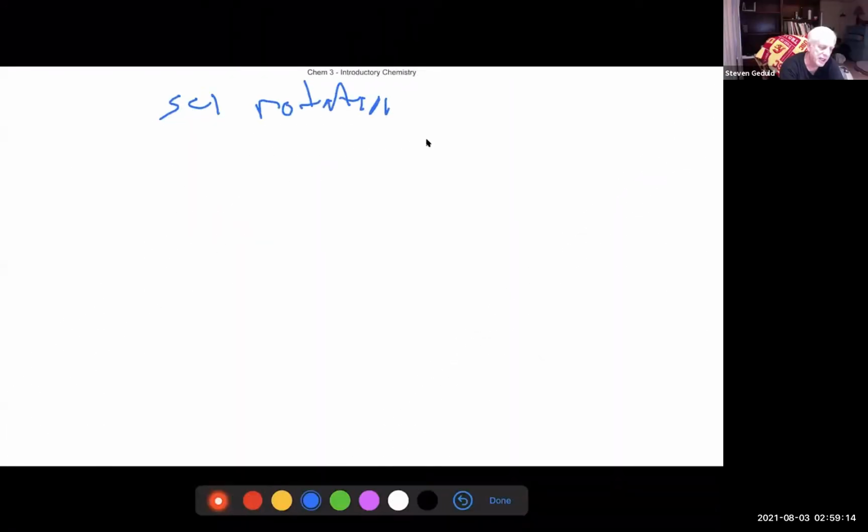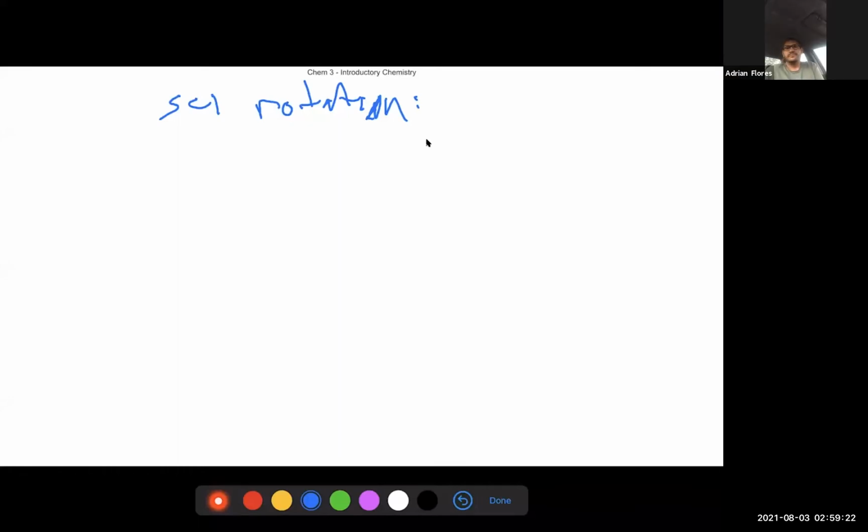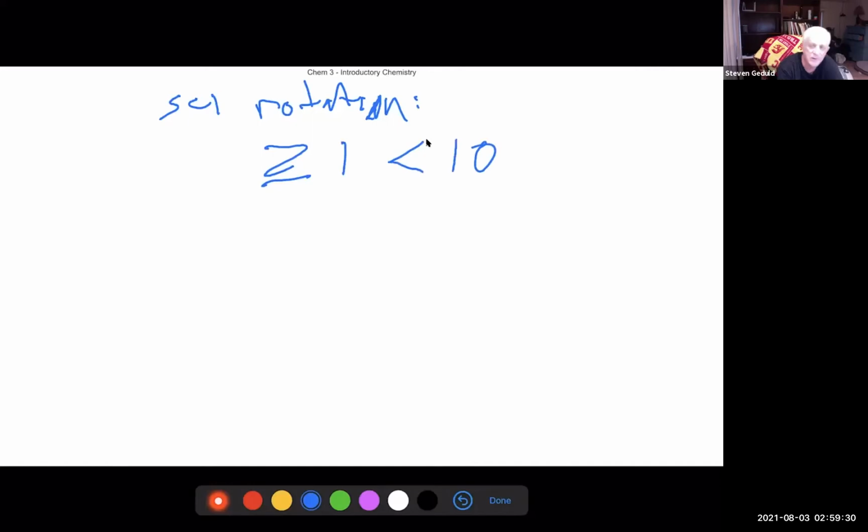Scientific notation is just a way to express very large and very small numbers as powers of 10. In scientific notation, your number is going to be greater than or equal to 1 and less than 10, with the appropriate exponent of 10 expressing it.